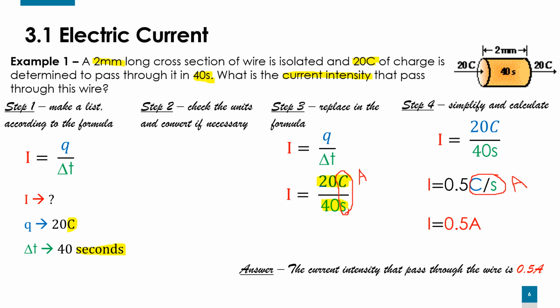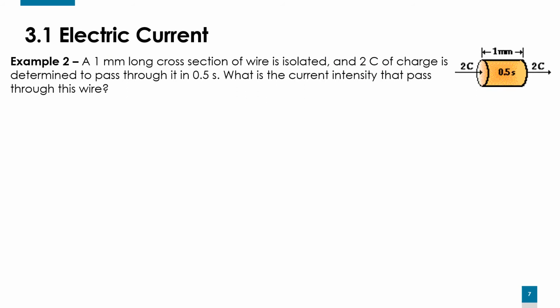Okay, really easy? Yeah, so let's complicate a little bit. Example 2. A 1 millimeter long cross section of wire is isolated and 2 coulombs of charge is determined to pass through it in 0.5 seconds. What's the current intensity that passed through this wire? So let's read again and now highlight the information.